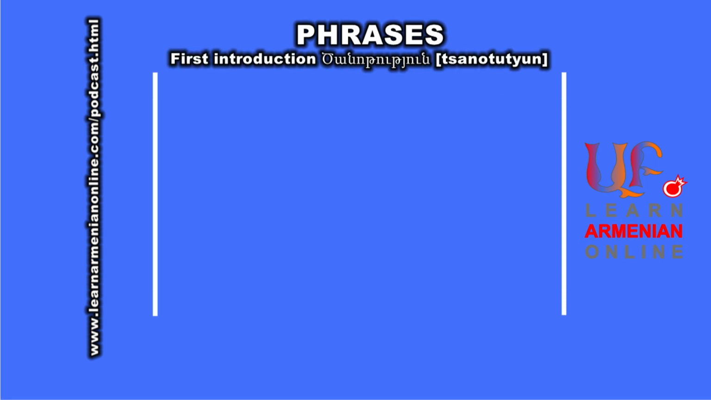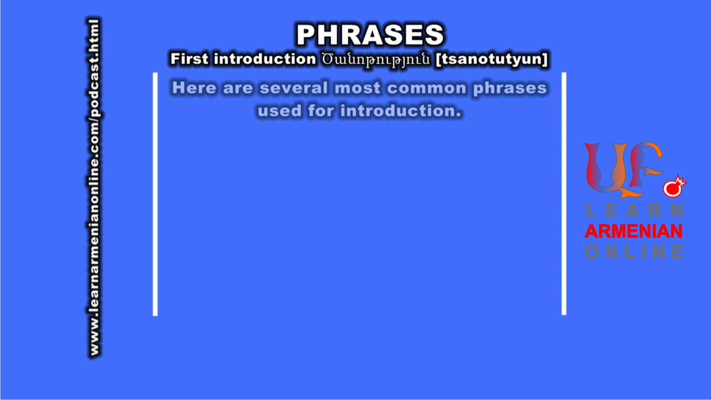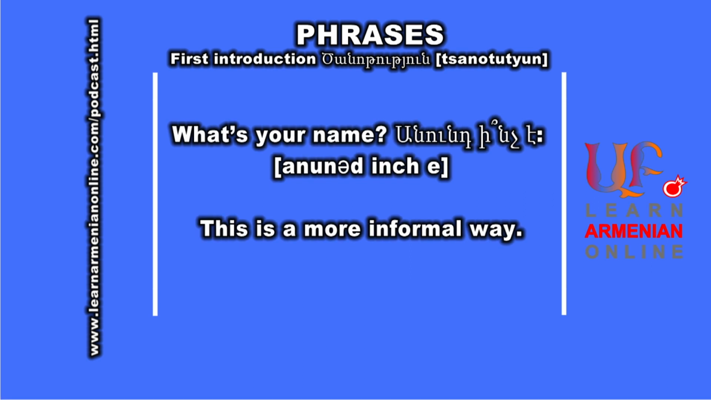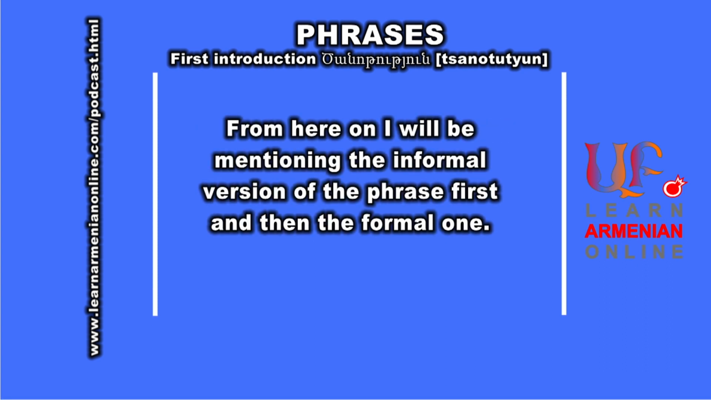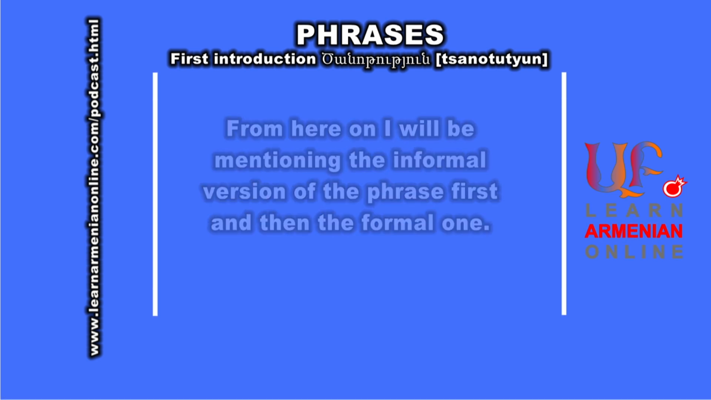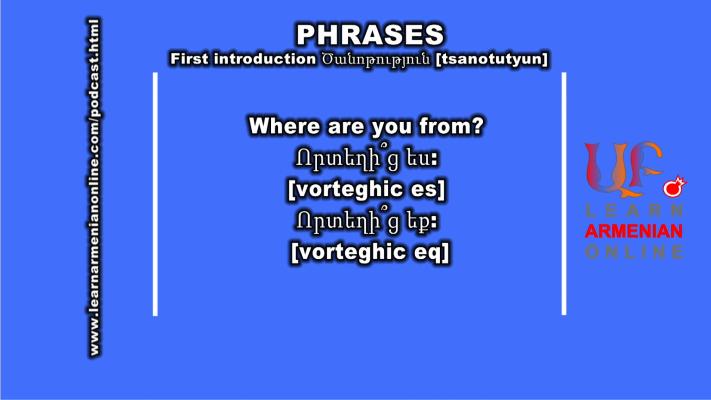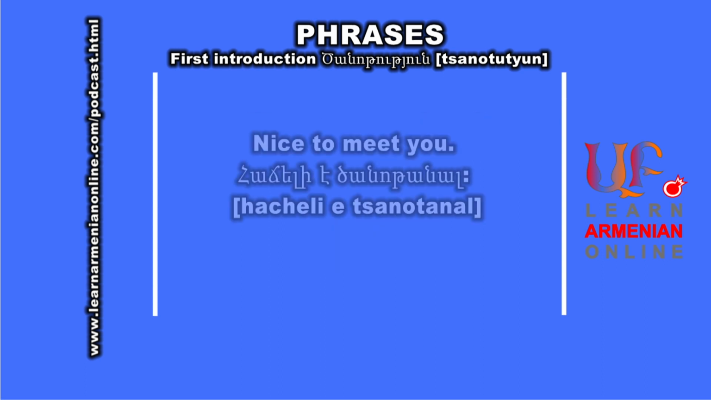First introduction. Ծանոթություն. Here are several most common phrases used for introduction. What's your name? Անունդ ինչ է? This is a more informal way, and the formal one will be Ձեր անունն ինչ է? From here on, I will be mentioning the informal version of the phrase first and then the formal one. Where are you from? Որտեղից ես? Որտեղից եք? Nice to meet you. Հաճելի է ծանոթանալ.